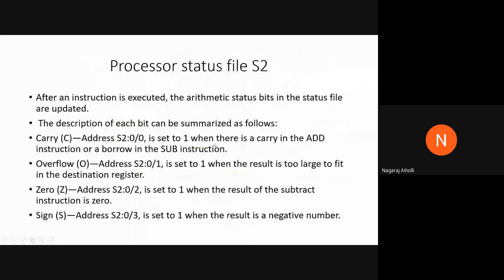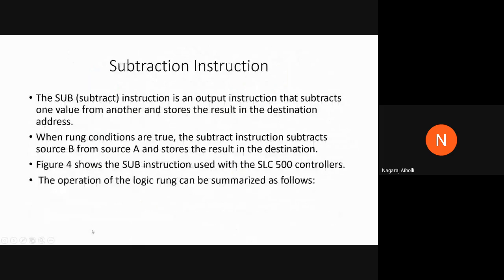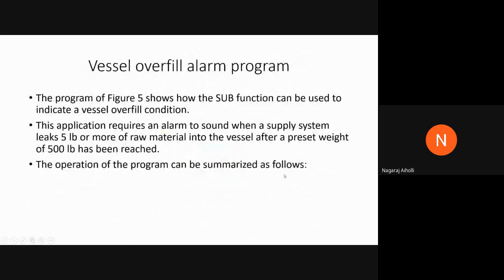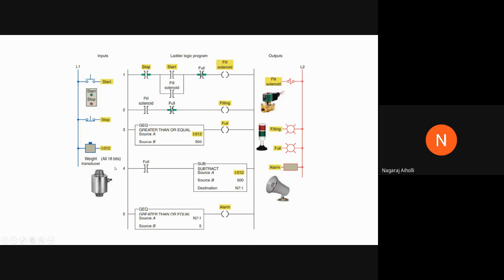Then we have seen what is meant by the processor status file S2. It stores the various bits such as carry bit, overflow bit, zero bit, and the sign bit. Subtraction instruction, working of the SUB instruction. Then illustration of the subtraction instruction with an example of a vessel overfill alarm program.